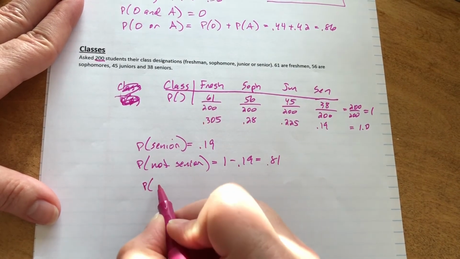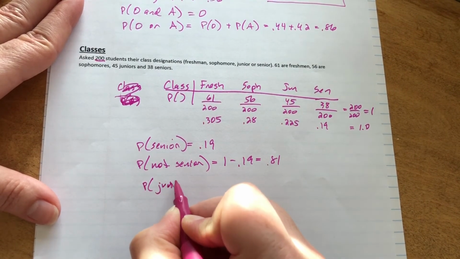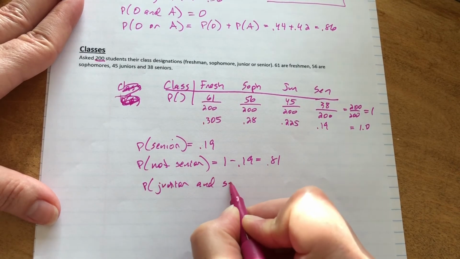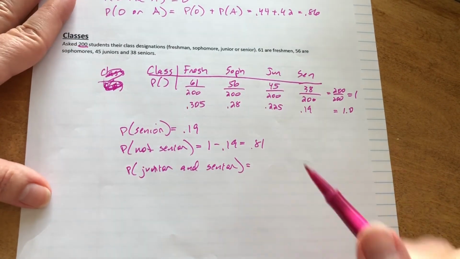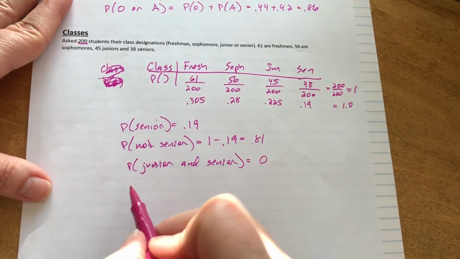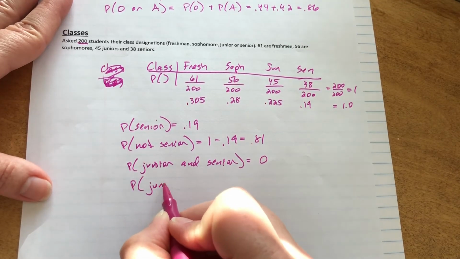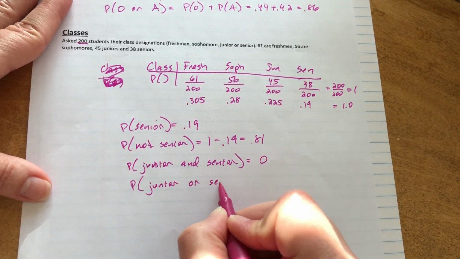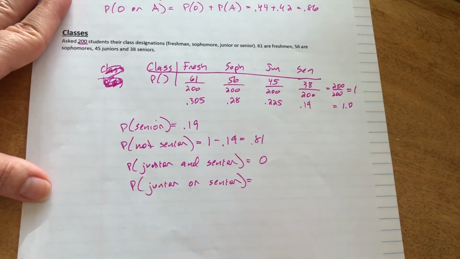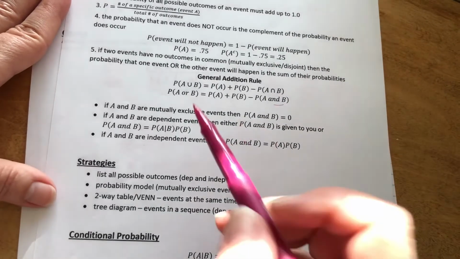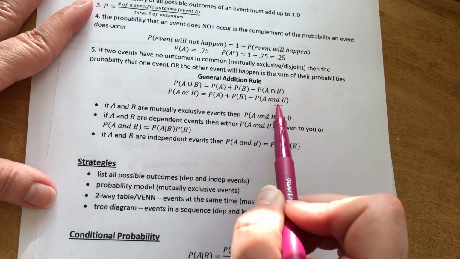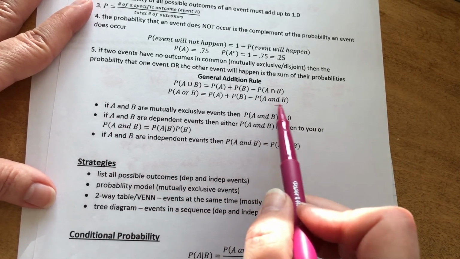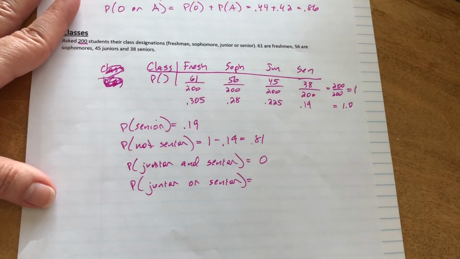What's the probability that a student is a junior and a senior? Well, again, these are mutually exclusive. A student cannot be a junior and a senior at the same time. So this has to be 0, okay? But I can do the probability that a student is a junior or a senior. And again, if I go back to my general addition rule, my or will simply be the two individual probabilities added up, and I will subtract the and, but again, these are mutually exclusive, so my and is 0. There is no overlap, okay?